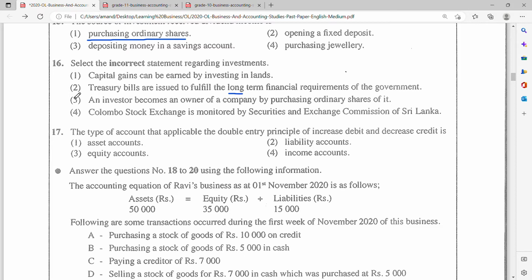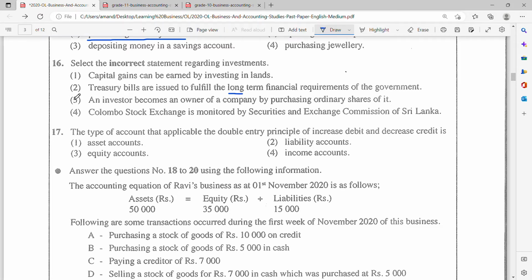An investor becomes an owner of a company by purchasing ordinary shares of it. Yes, correct. Ordinary shares give you ownership. Finally, the Colombo Stock Exchange is monitored by the Securities and Exchange Commission of Sri Lanka. That is also correct. The SEC, Securities and Exchange Commission, is the regulator of the Colombo Stock Exchange. So for question number 16, the answer is 2.